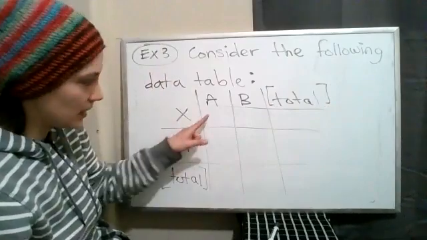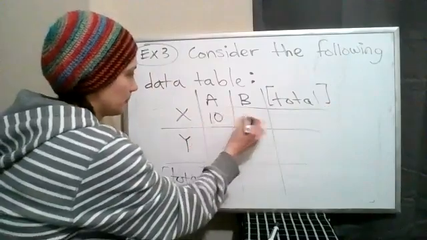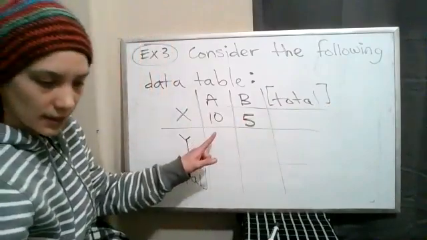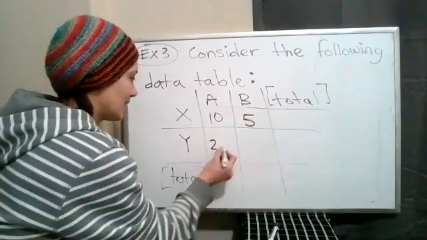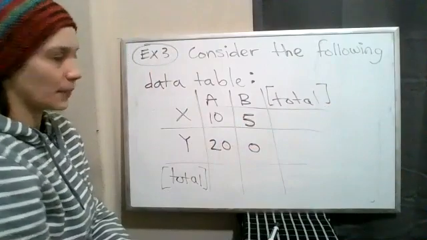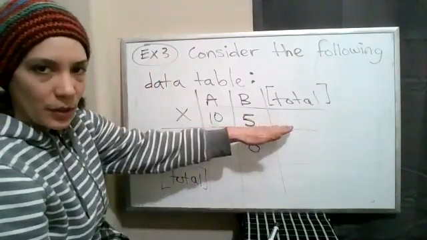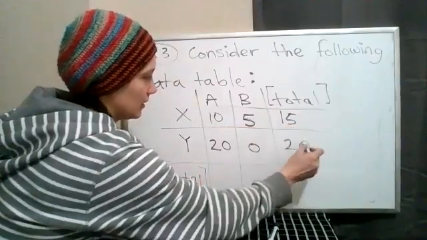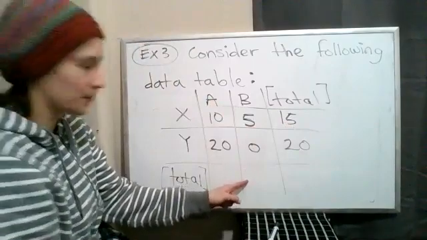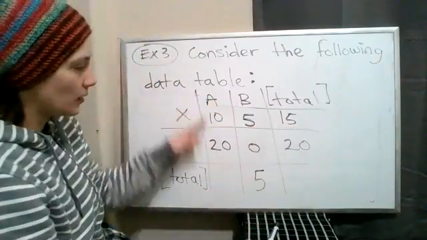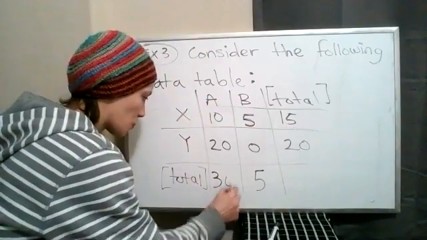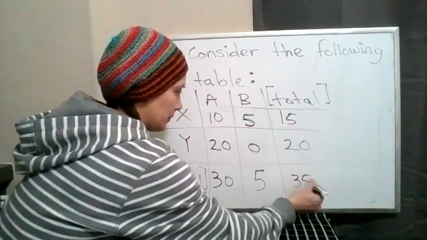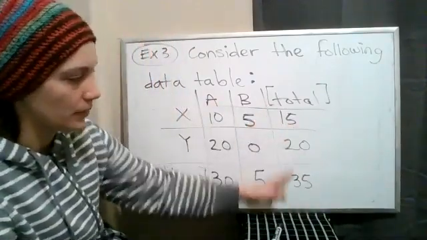Okay, in this part is 10 and then 5. We're going to put 20 and 0. Across, we'll have a total of 15. The total for Y is 20. The total for B is 5. And the total for A, 30. Okay, the total for the whole set is 35. And you can double check going this way. We have a 5 and a 3. That's good.